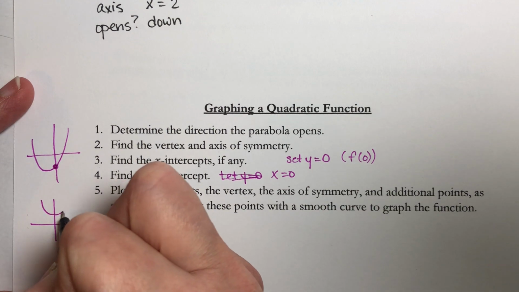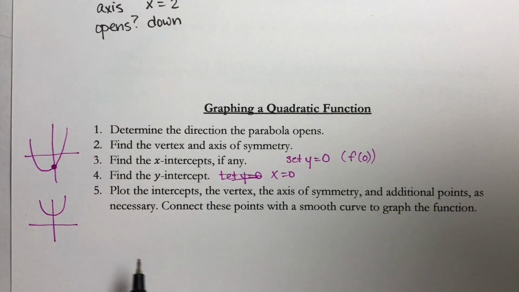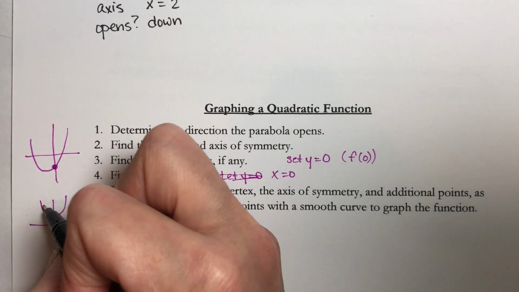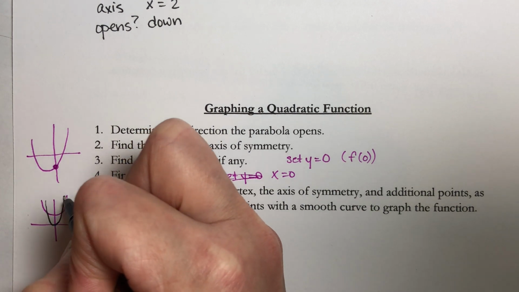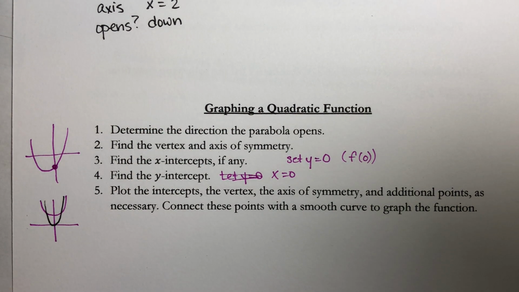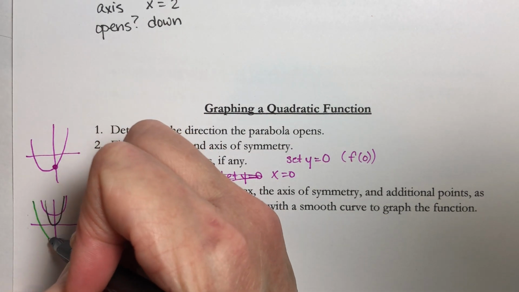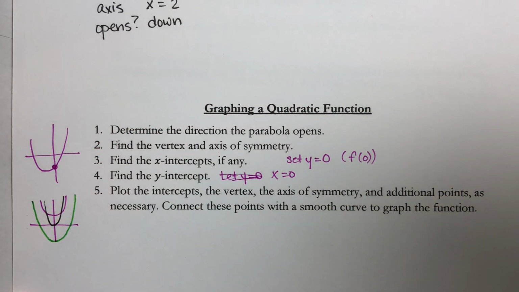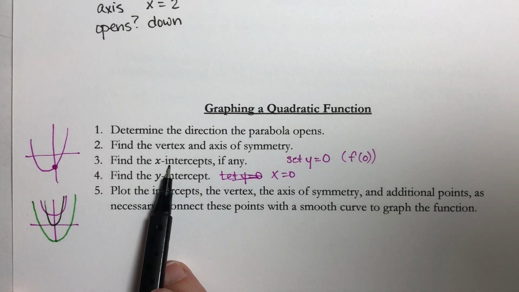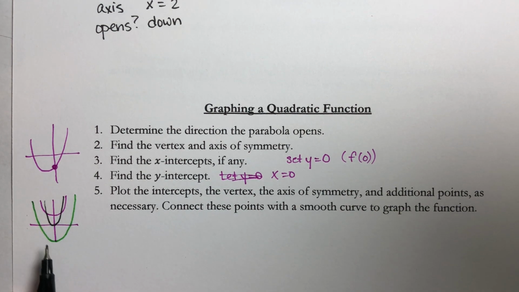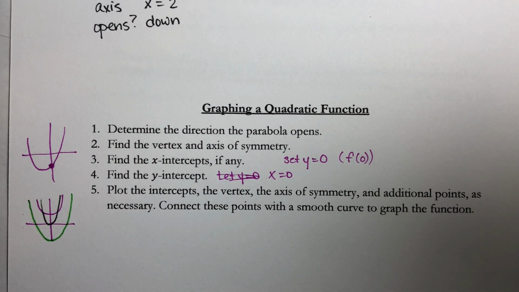But it is possible that we don't have any x-intercepts. If I draw my parabola up here, I never cross the x-axis. It is possible that we have just one, where our vertex would be on the x-axis, and it's possible that we have two. So for the x-intercepts, we might have none, we might have one, we might have two. We'll never have more than that.